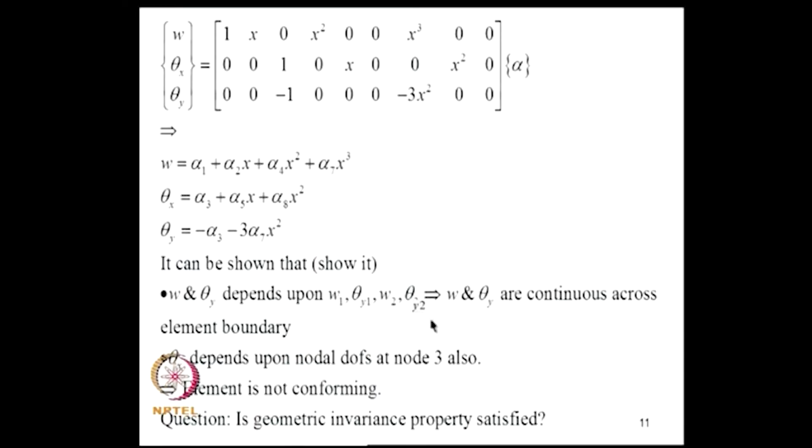Now, along edge 1 2 the nodes are 1 and 2. So, W and theta y depend upon the nodal degrees of freedom at 1 and 2. Consequently, we can show that W and theta y will be continuous across element boundaries. But if you look at theta x, you can show that it depends on nodal values at node 3 also. Therefore, we cannot achieve continuity of theta x across element edges, and therefore this element is a non-conforming element. Now, I leave it as a question: is the geometric invariance property satisfied in this element? You can think about that.